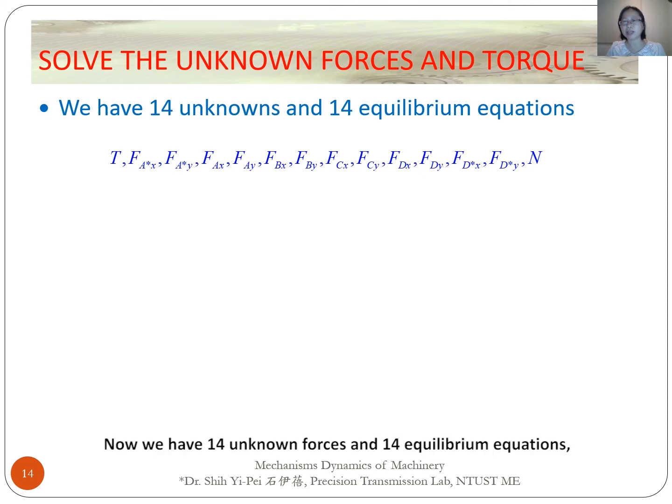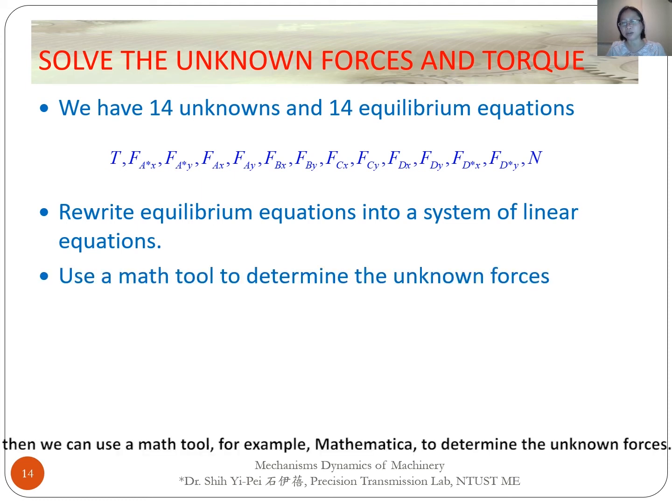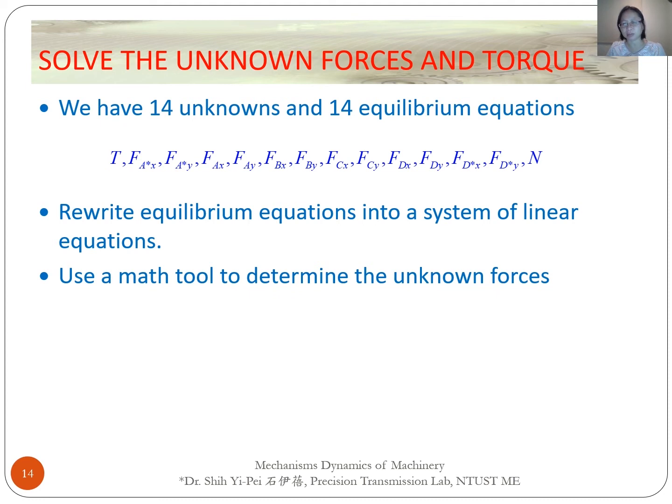Now we have 14 unknown forces and 14 equilibrium equations: T, Fa star x, Fa star y, and so on. These equations can be rewritten into a system of linear equations. Then we can use a math tool, for example, Mathematica, to determine the unknown forces. I suppose most of you find it difficult to get a math tool.